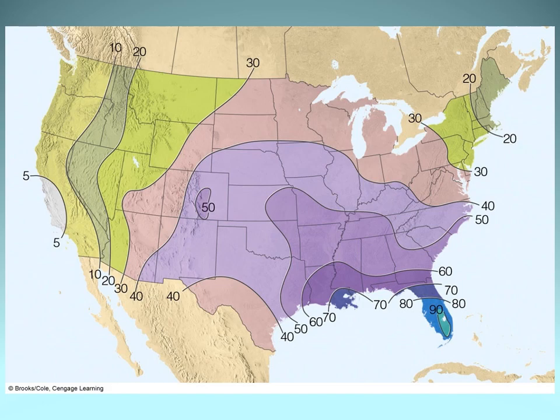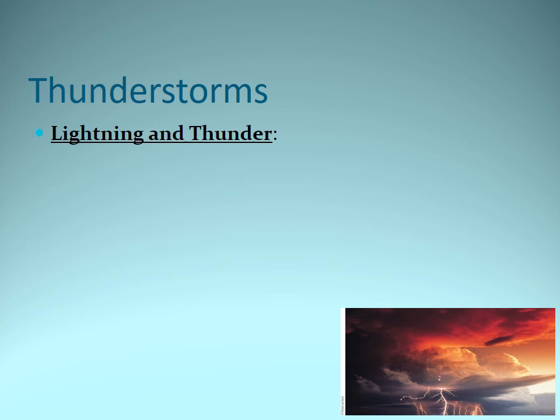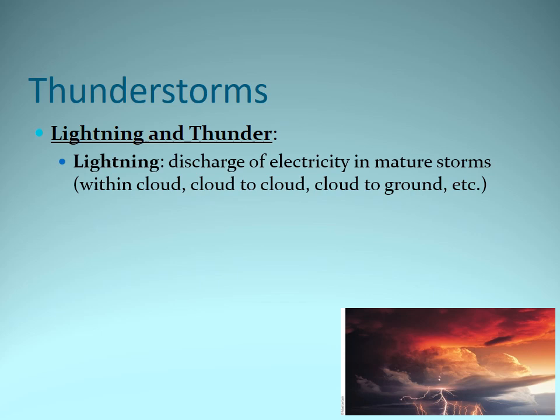So what exactly causes lightning and thunder? Lightning, in general, is a very large discharge of electricity. And these are in mature thunderstorms. Lightning can actually be within clouds, which most of the time, thank goodness, lightning stays within a cloud. It can go from one cloud to another, and then of course it can go from cloud to ground.